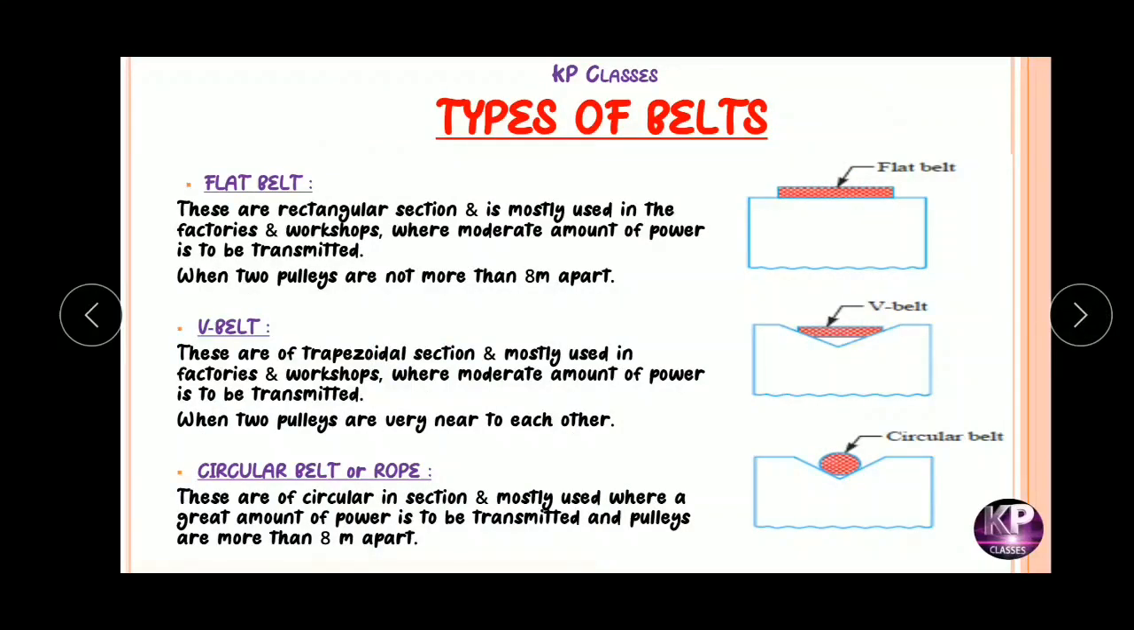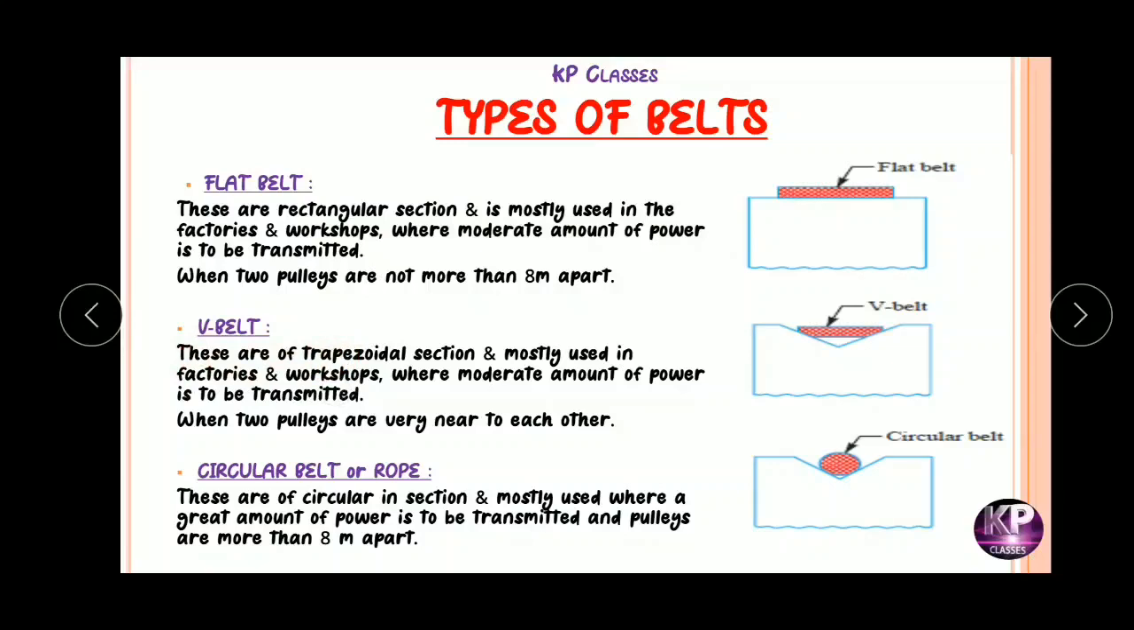Now we come to types of belts. Mainly there are three types of belts. One is the flat belt. This is an example of a flat belt. In this type the belt is flat and it passes over the pulley, and the surface of the pulley is also flat. These have a rectangular section and are mostly used in factories and workshops where a moderate amount of power is to be transmitted. When two pulleys are not more than 8 meters apart, only then do we go for the flat belt drive.